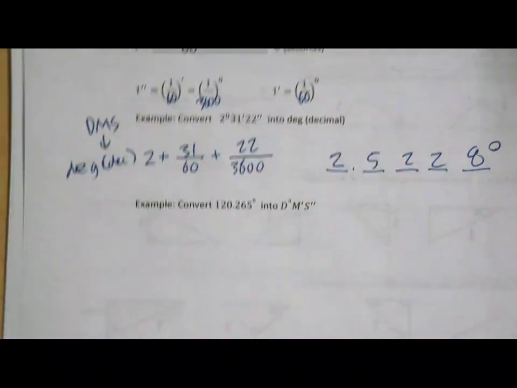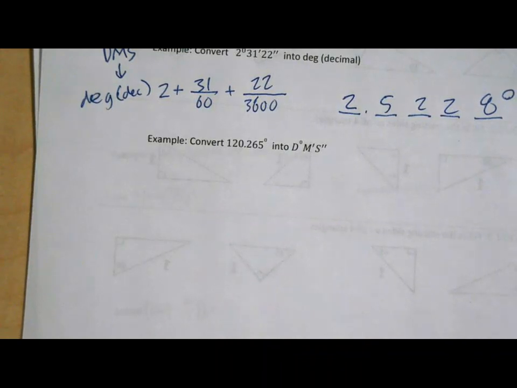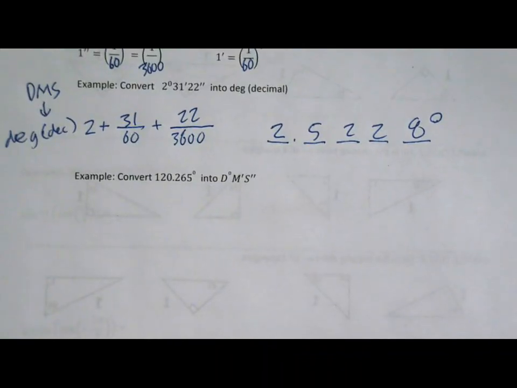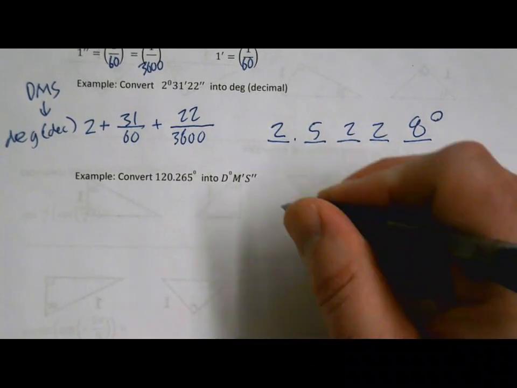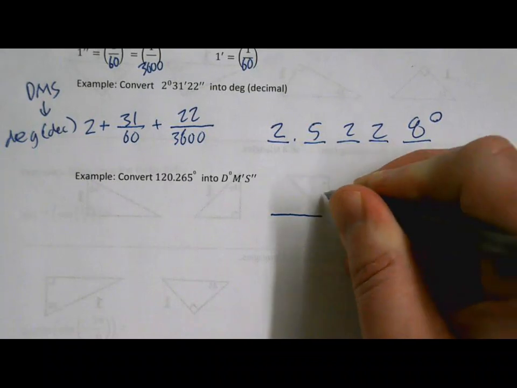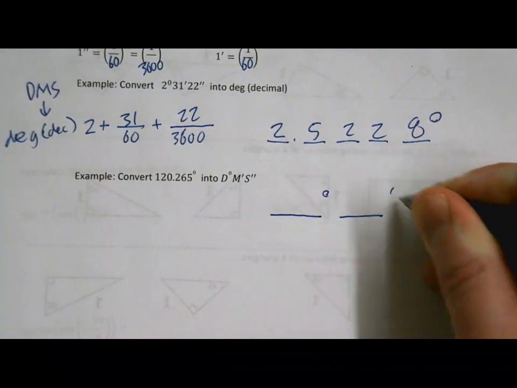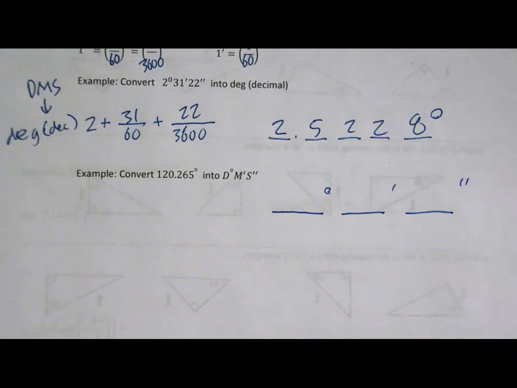All right, how about going the other direction? 120.265 degrees into degrees, minutes, seconds. So our final answer here is going to be something degrees, something minutes, something seconds.